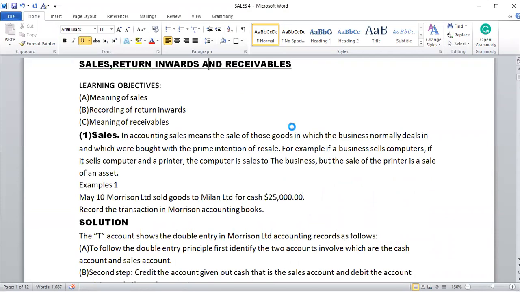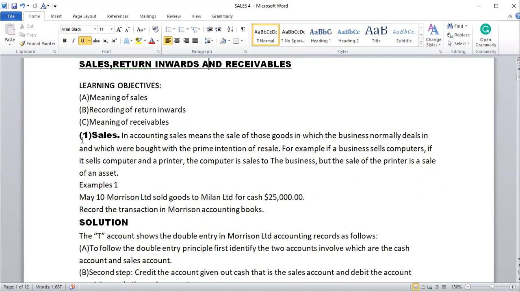I have prepared these simple notes for this particular lesson. I will explain it to you gradually so that at the end of the lesson, you will really understand the subject. So the lesson is sales, return invoice, and receivables. Our learning objectives are A, meaning of sales, B, recording of return invoice, and C, meaning of receivables.